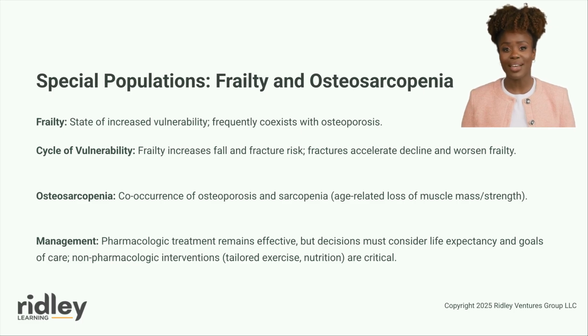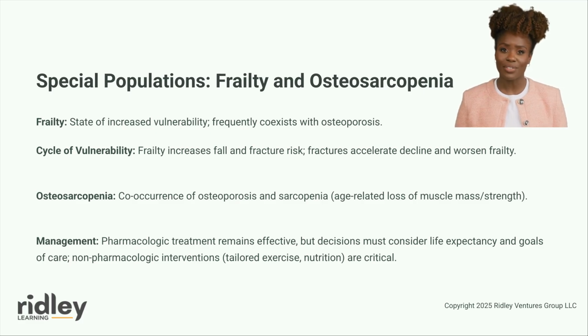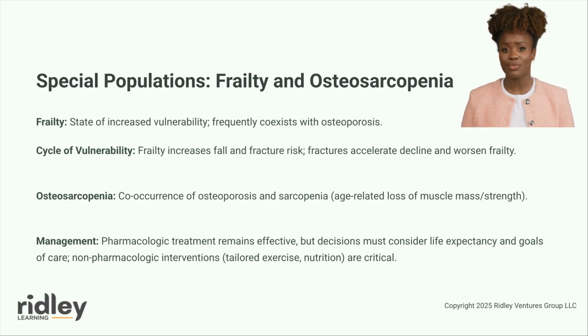Frailty increases fall risk and fracture probability, while fractures accelerate functional decline and worsen frailty. Sarcopenia, the age-related loss of muscle mass and strength, commonly accompanies osteoporosis and has been termed osteosarcopenia when both conditions are present. Pharmacologic treatment of osteoporosis retains efficacy in frail older adults. Subgroup analyses from major clinical trials demonstrate similar relative fracture risk reductions in frail and non-frail populations.